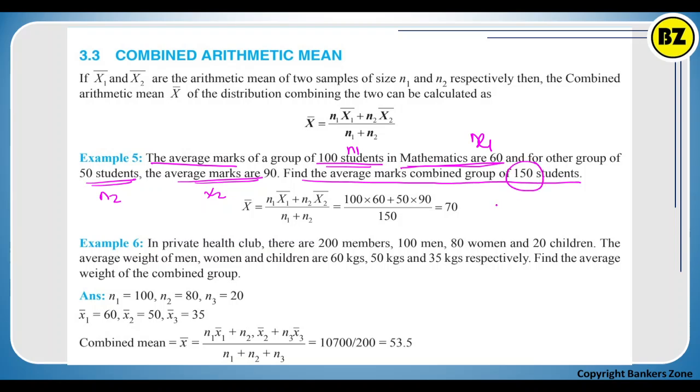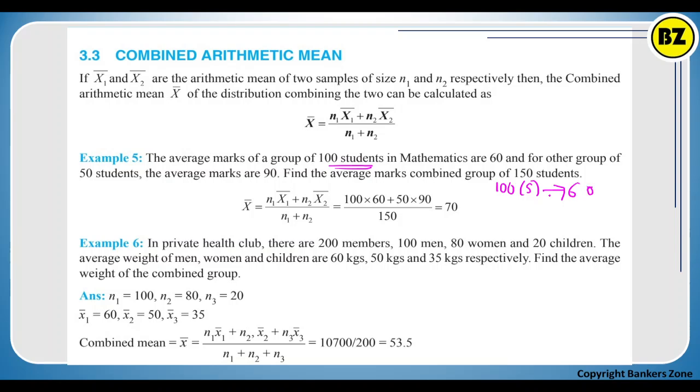See how easy it is. Understand first what they have given. For 100 students, the average mark is 60. For 50 students, the average mark is 90. Now they are asking for the total: if you take all 150 students, what will be the average marks? I have the formula, but if I don't want to use it, I can apply my common sense to solve the numerical.